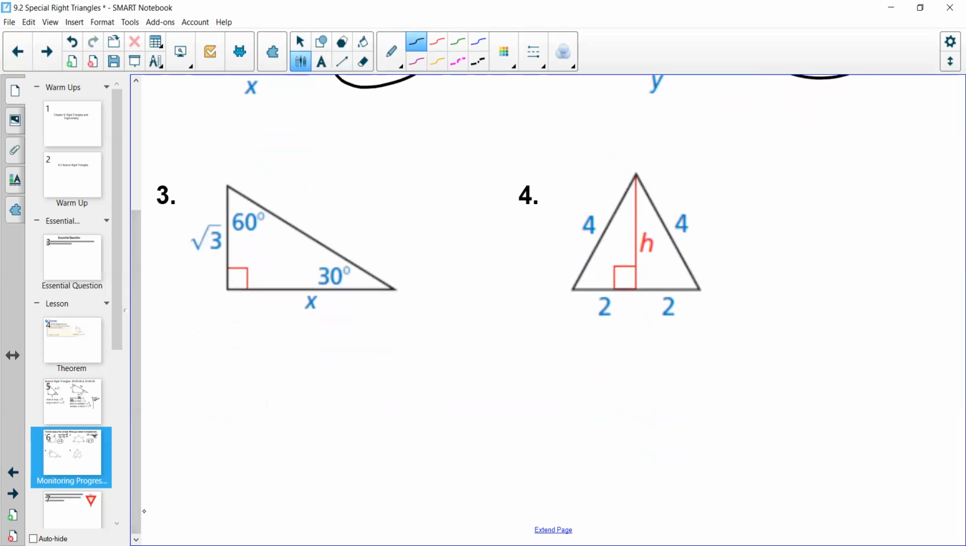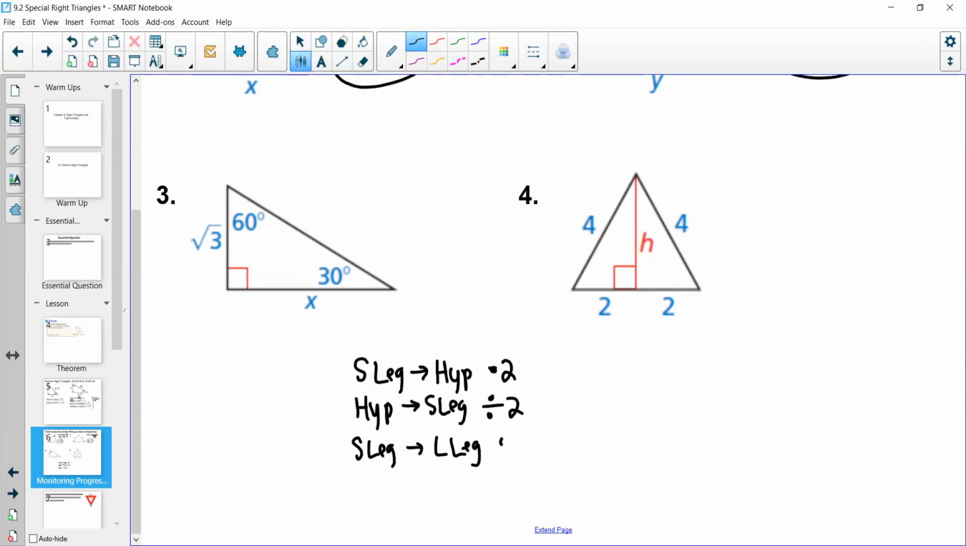So here's just our quick review on that. To go from the shorter of the two legs to the hypotenuse, we are going to multiply by 2. To go from the hypotenuse to that short leg, we are going to divide by 2. Who would have guessed? To go from our short leg to our longer leg, we're going to multiply by the square root of 3. And to go from the long leg to the short leg, we're going to do the opposite and divide by the square root of 3.